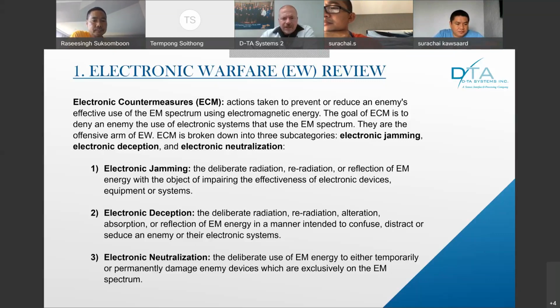Electronic jamming is the deliberate radiation, re-radiation, or reflection of EM energy with the object of impairing the effectiveness of electronic devices or equipment systems. For us in the RCN, a tremendous amount of jamming would have been used for the purposes of trying to confuse target acquisition or missile homing, that kind of thing, to throw the range gate off of the lock and break the lock of that system.